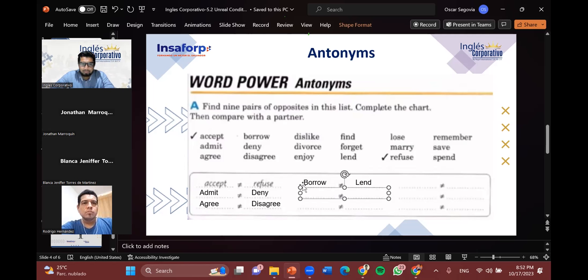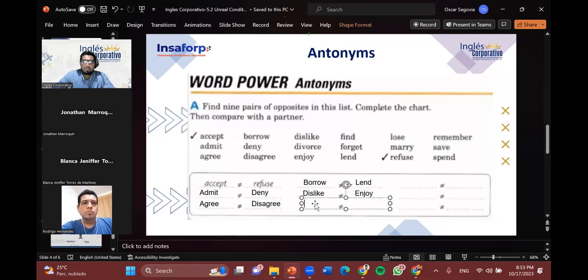Pero bueno, sigamos con el siguiente. Sería dislike, me parece, porque deny y disagree ya los usamos. So yeah, dislike. What is the contrary of dislike? It's very easy, right? Enjoy. So when you dislike something, it's of course when you're not having the best time. But when you enjoy something is when you are having the time of your life. So yeah, dislike and enjoy.